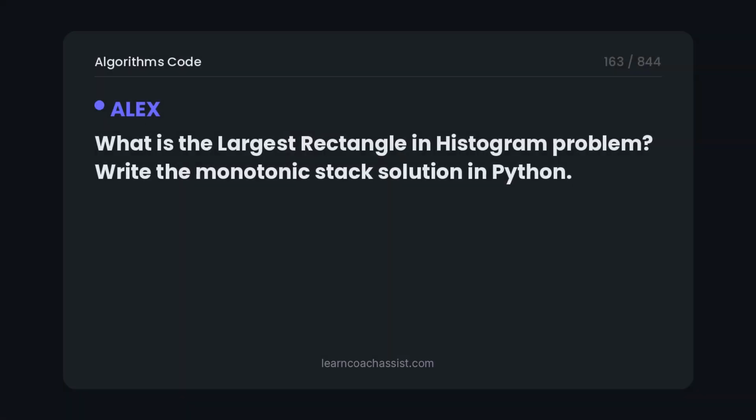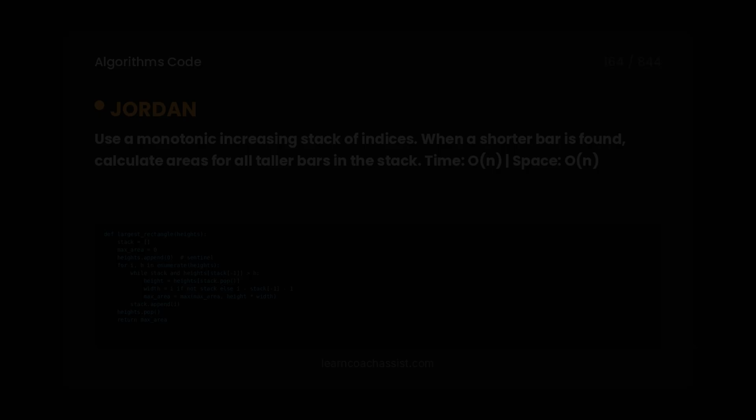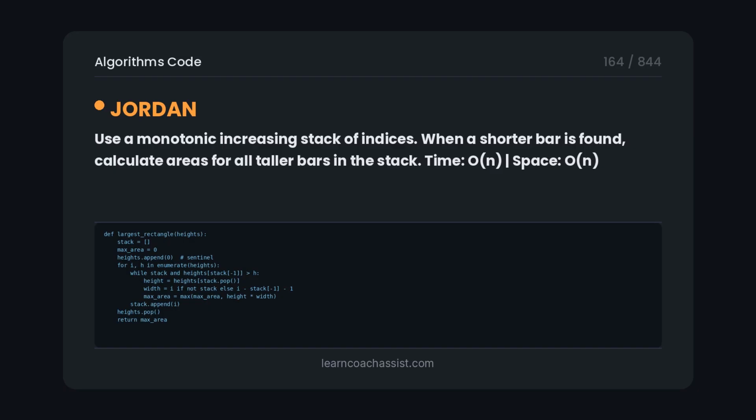What is the largest rectangle in histogram problem? Write the monotonic stack solution in Python. Use a monotonic increasing stack of indices. When a shorter bar is found, calculate areas for all taller bars in the stack. Time O(n), space O(n).